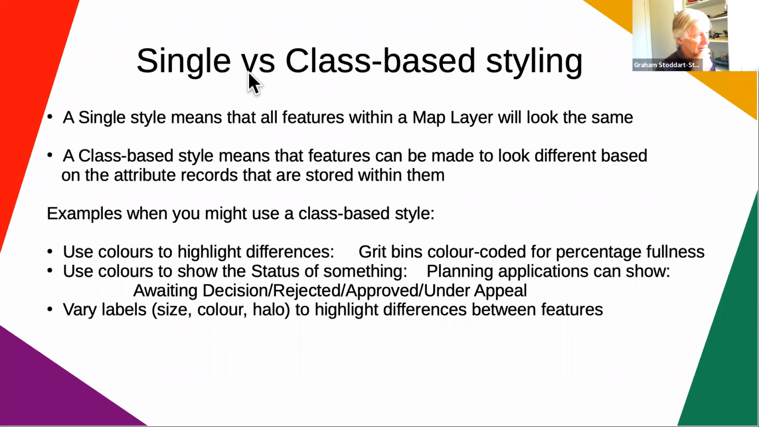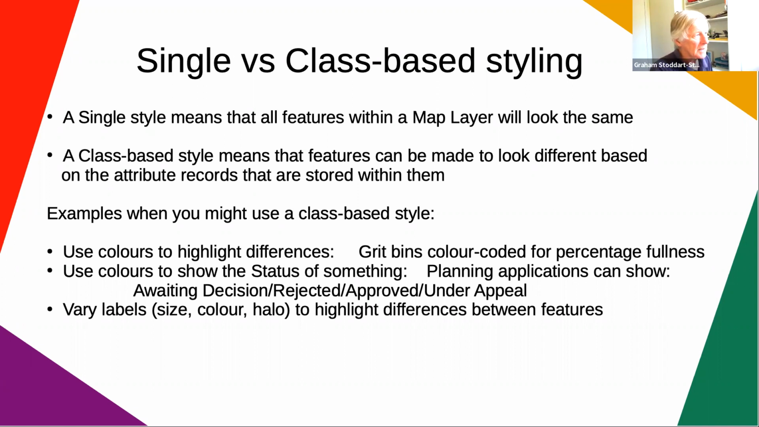If you take a single style, it means that all features in the map layer look the same. So you may take a single style such as label and just put labels on everything. And that's a single style. But a class-based style means that depending upon the class of the feature, it will look different.